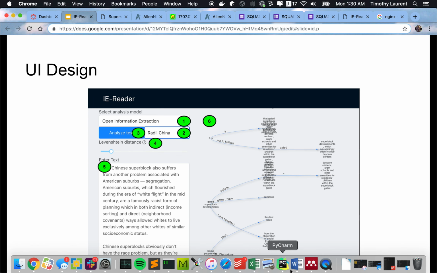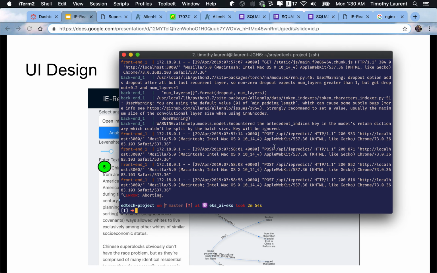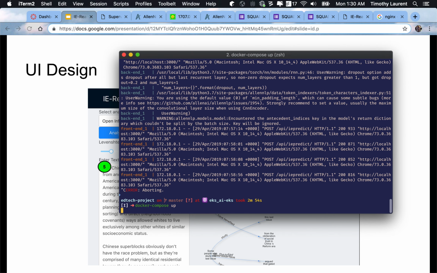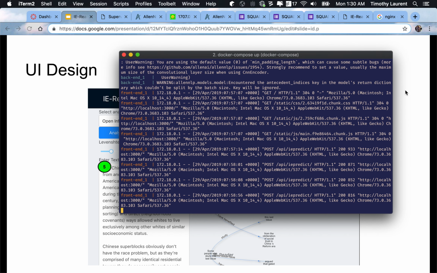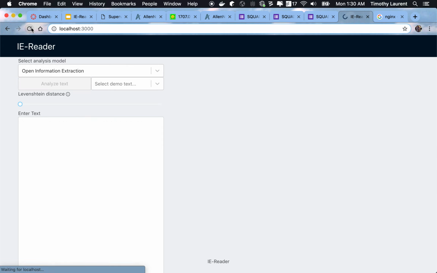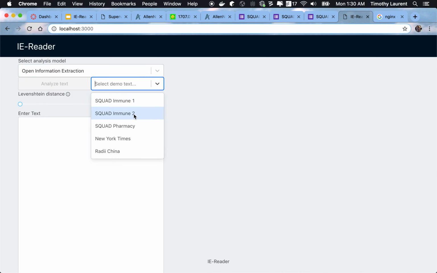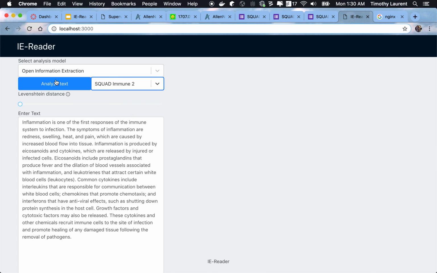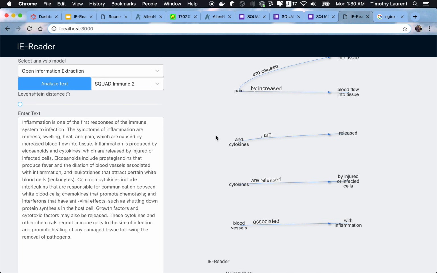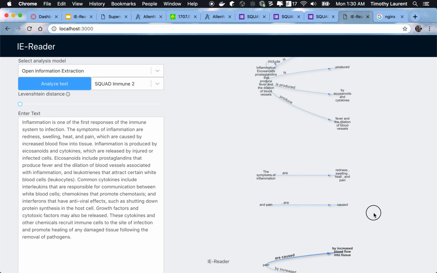Okay, so let's take a look at the app. This app can be run from the root directory with a simple docker compose up. Okay, it's running. So now here we are. I'll refresh the application. We have the drop down. You can see there's only one model here, and then we'll do this different SQuAD immune system text. This one's about inflammation, and we have useful tidbits over here.